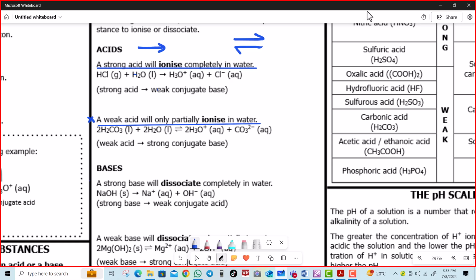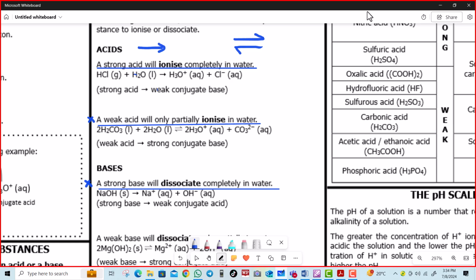Let's talk about a base now. So what about a base? Now, a strong base will dissociate completely in water. The question will say, define a strong base. Define what? A strong base. So you say that a strong base will do what? Will dissociate completely in water. For example, sodium hydroxide.